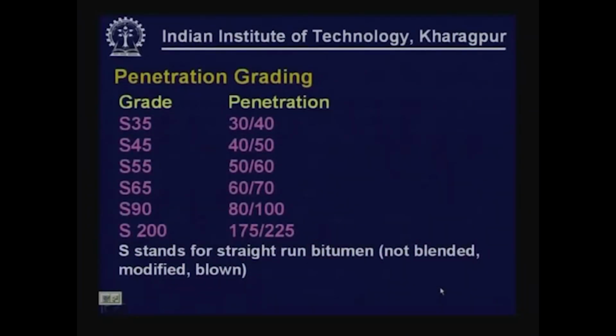In penetration grading, normally we have various grades. The S prefix on the left hand side stands for straight-run bitumen. Obviously, these are not blended, not modified, not blown bitumens. S 35 is the average of the 30-40 range. S45 means this is a binder which is expected to have 40 to 50 penetration, that means 4 to 5 millimeters penetration of the specified needle. Similarly, S55, S65, S90 and S200.